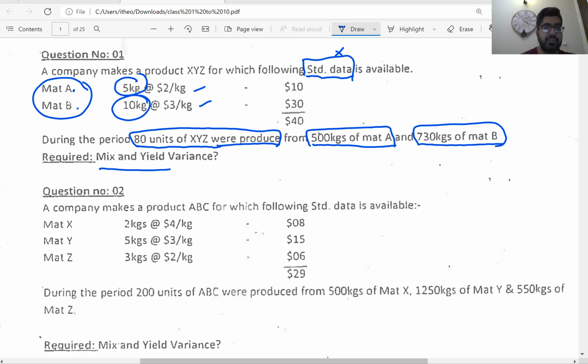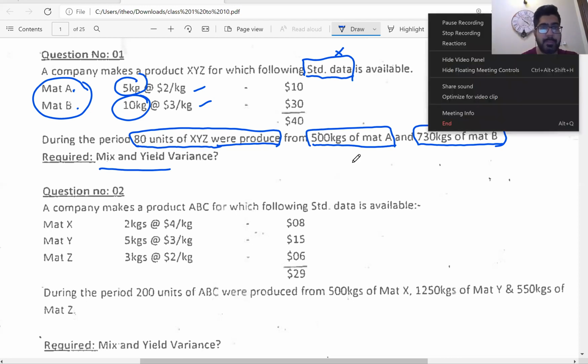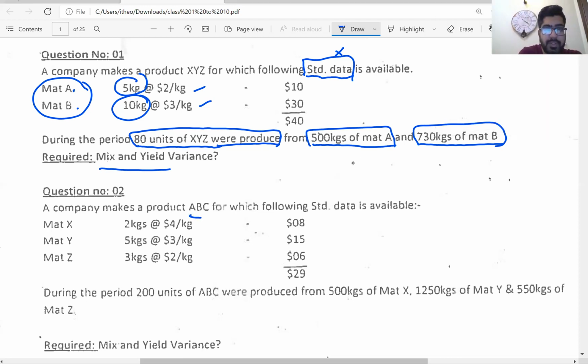Okay, so if you read question number 2, a company makes a product ABC for which the following standard data is available. Again, that's standard data, not the actual data. Material X 2 kgs, $4 per kg, 8; material Y 5 kgs, $3 per kg, 15; material Z 3 kgs, $2 per kg, 6; total 29. This is the standard data.